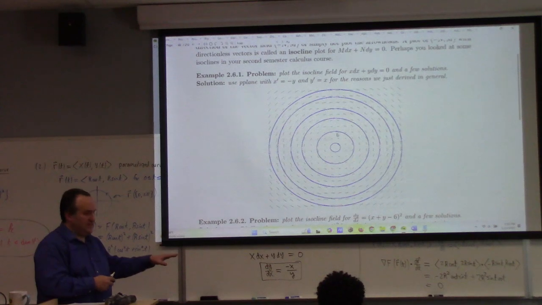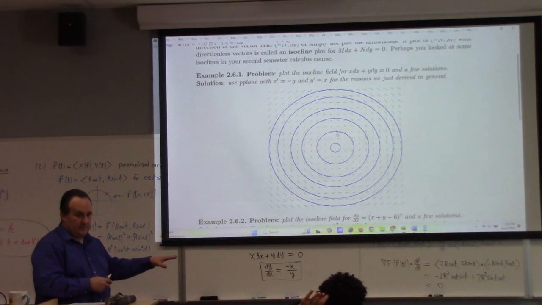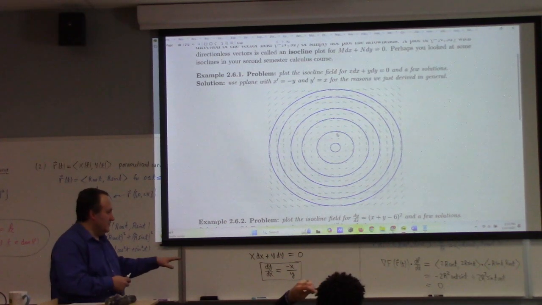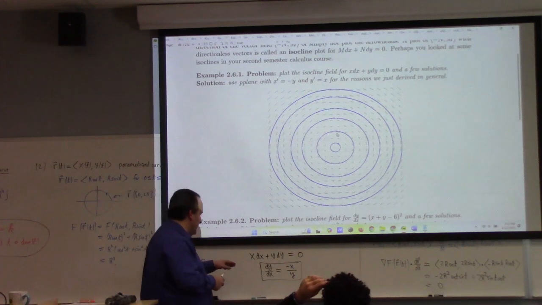So that's the differential equation, right? Which vector field? Is that the one we just did? That was negative y. It's x over negative y. Did I do the math wrong? That's possible.